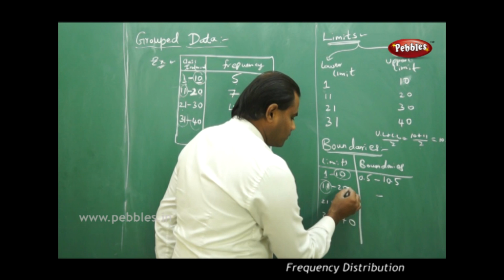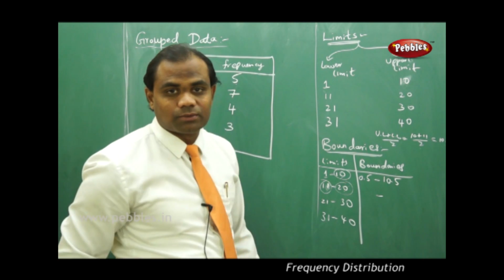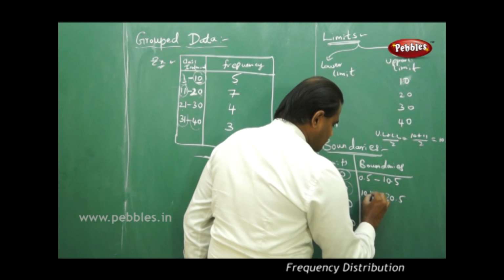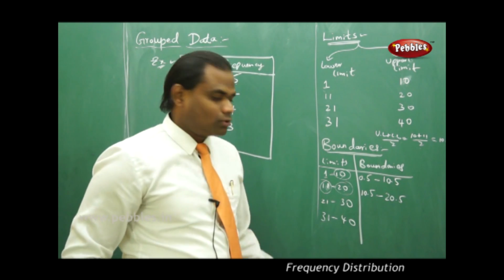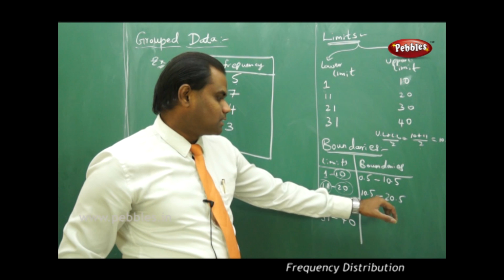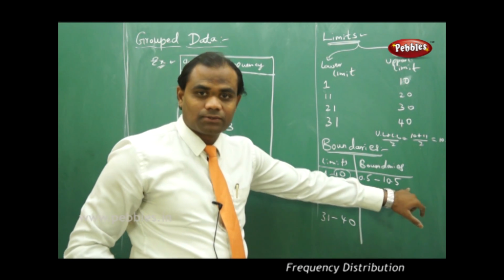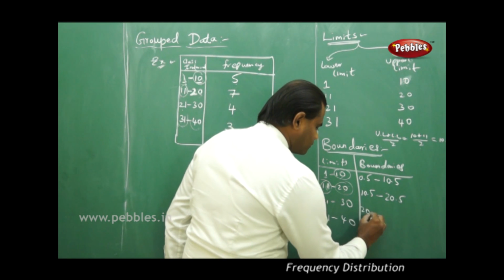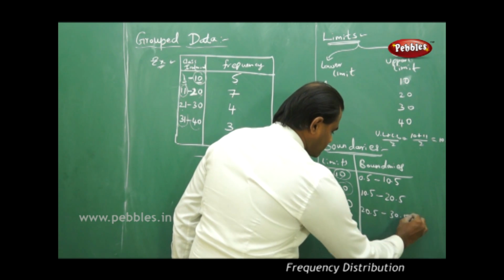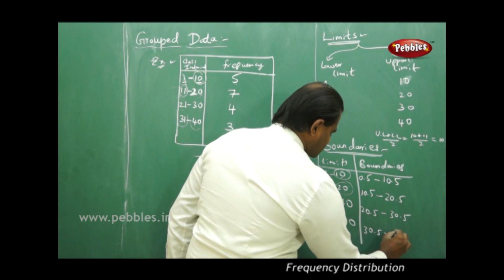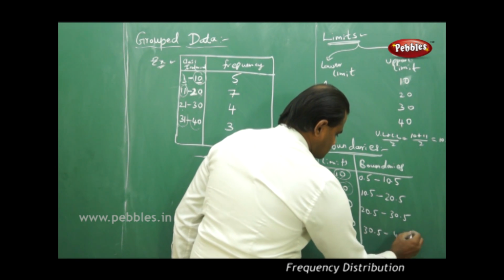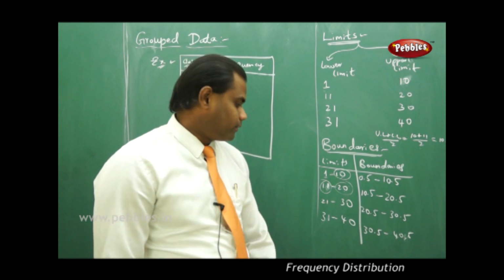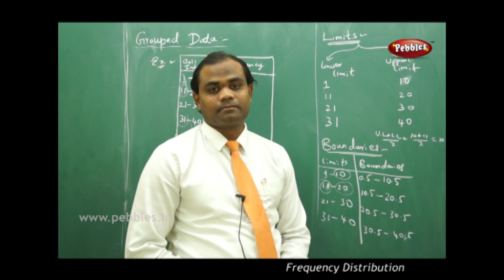Then my upper boundary here would be 20 plus 21 by 2, which is 20.5. And then here this would be 10.5. So the modified boundaries for the given limits are taken in the form 0.5 to 10.5, 10.5 to 20.5, then 20.5 to 30.5, and 30.5 to 40.5. So this is how the boundaries range for the given limits.